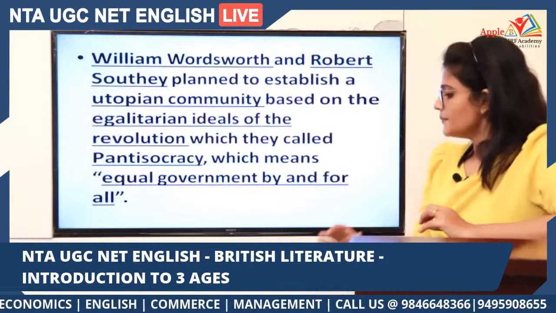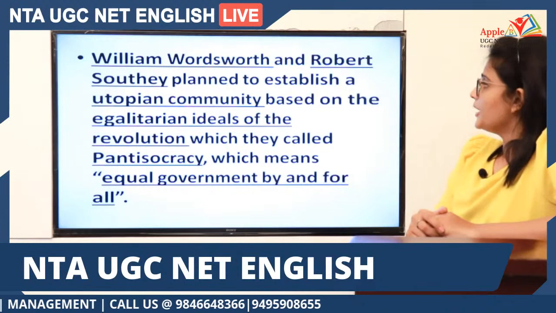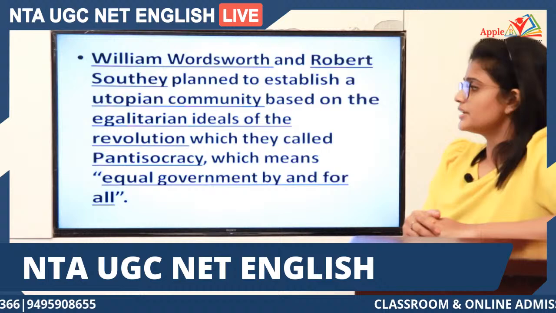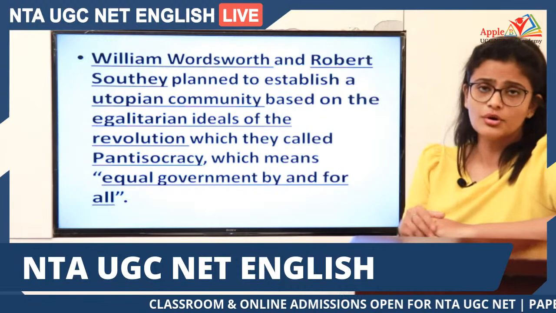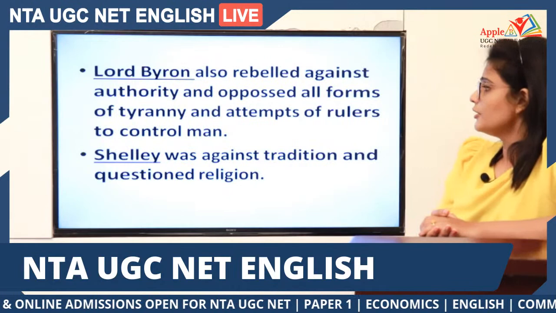And then we have William Wordsworth and Robert Southey, who planned to establish a utopian community based on the egalitarian ideals of revolution, which they called pantisocracy, which means equal government by and for all. And then we have Lord Byron, who rebelled against authority and opposed all forms of tyranny.